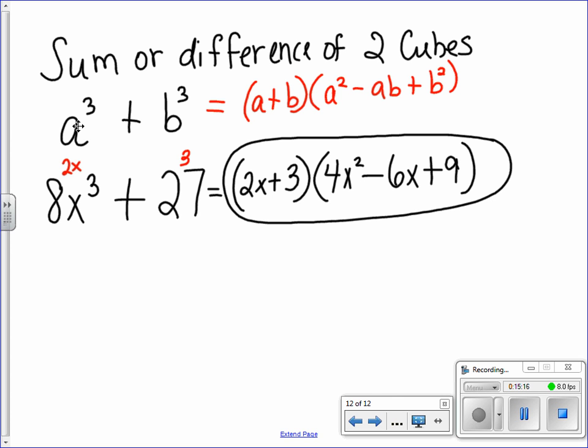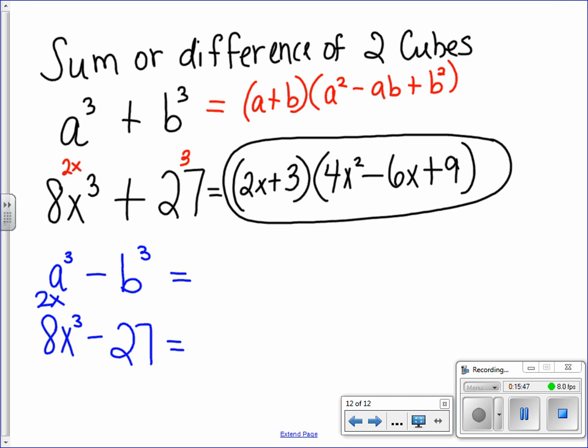Let's talk about the difference of two cubes. Let's say you have a cubed minus b cubed. So we're looking at 8x cubed minus 27. What's a over here? 2x. What's b? It's 3. You're welcome.